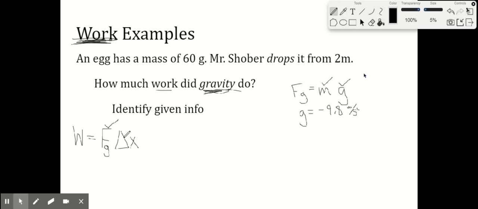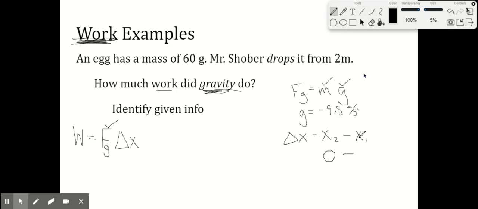Now the question is, what about delta x? And remember that anytime you have a delta, it's always going to be final minus initial. So in this case, we might think about x2, where did the egg end up, minus x1, where did the egg start? So based on some common sense and the information up here, what are our x2 and x1 going to be? Okay, so x2 is where we ended up. If I'm dropping it, we can pretty much assume that it lands on the floor. So we're going to call that 0 meters.